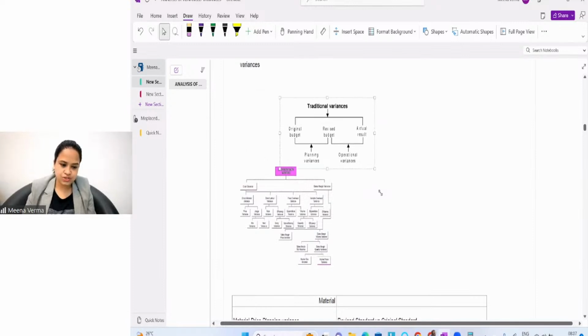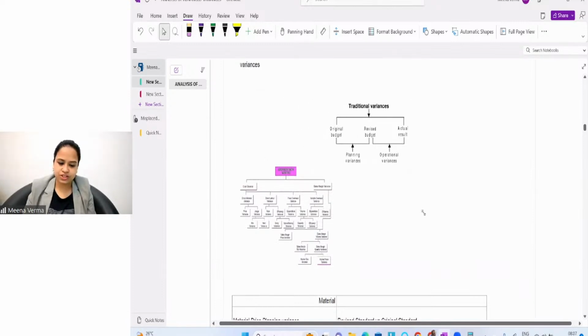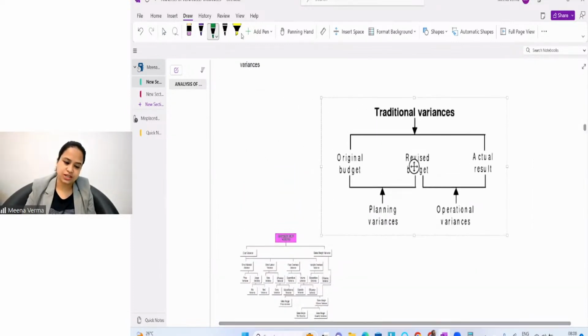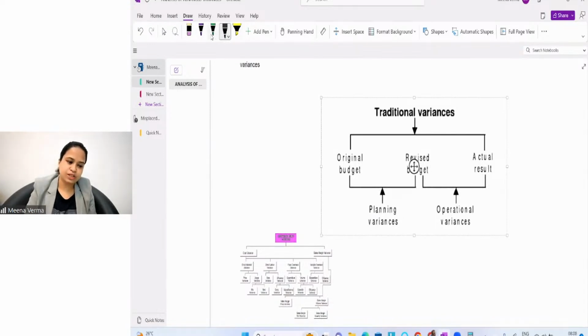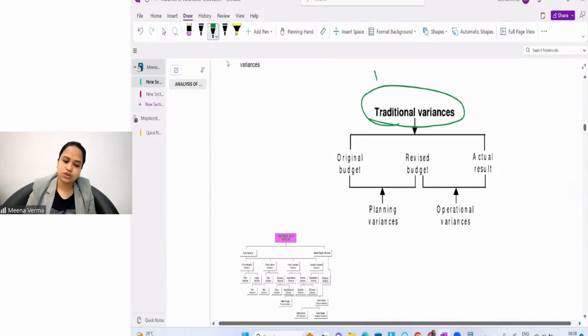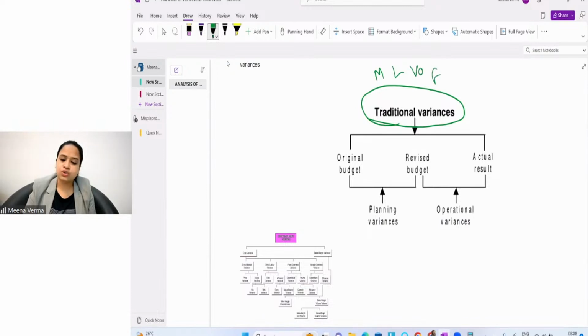Traditional variation is actually the sum of planning variation and operational variation. We have just studied this. That traditional variation, matlab traditionally you have studied everything, na? Abhi tak you know everything, right? You know material variation, you know labor variation, you know variable overhead variation, you know fixed overhead variation, you know about everything. मतलब you know every traditional variation. अब इसको और घुस के analyze कर रहे हैं और detail में analyze कर रहे हैं.